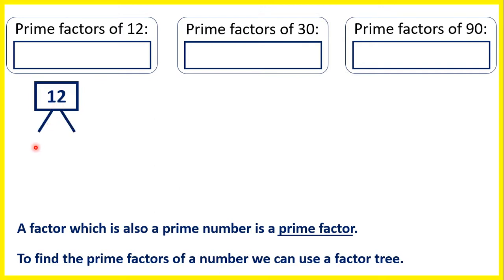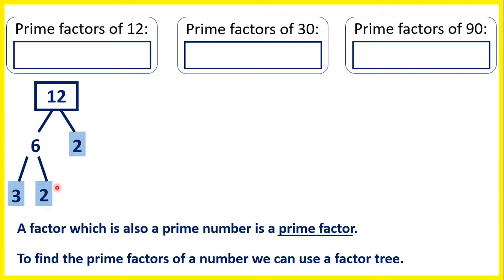Then we need to think what times what is 12. Well, 6 times 2 is 12. But then we need to think what times what is 6. Well, 3 times 2 is 6. And now, on the end of our factor tree, we've only got prime numbers. These can't be broken down any further.